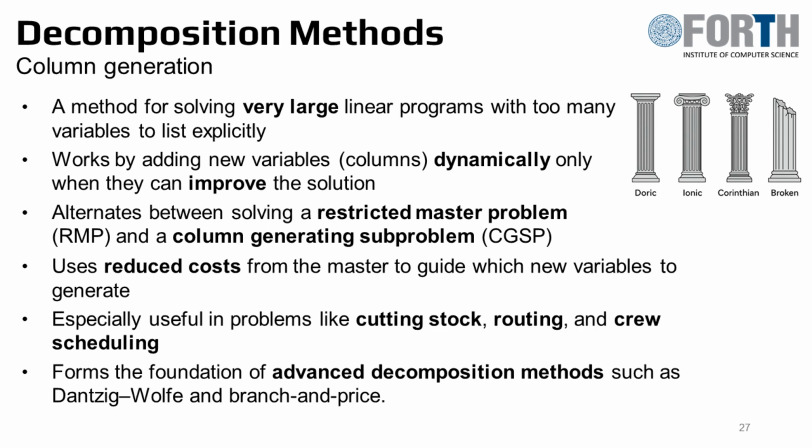So the algorithm alternates between A. Solving the restricted master problem, abbreviated as RMP, B. Solving the column generating subproblem, abbreviated as CGSP, C. Adding an improving column if one exists. This method is particularly useful in problems such as cutting stock, vehicle routing, and crew scheduling. In fact, column generation forms the foundation of more advanced methods, such as Dantzig-Wolfe decomposition and branch and price.